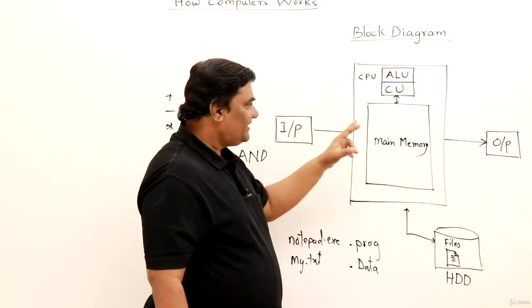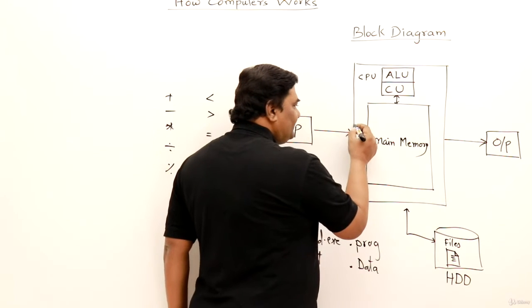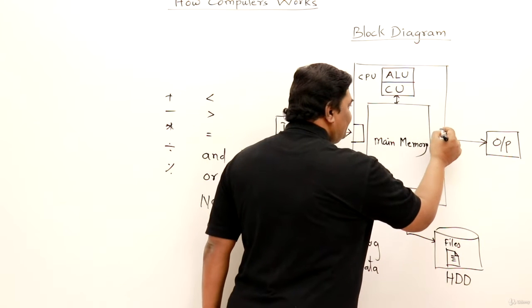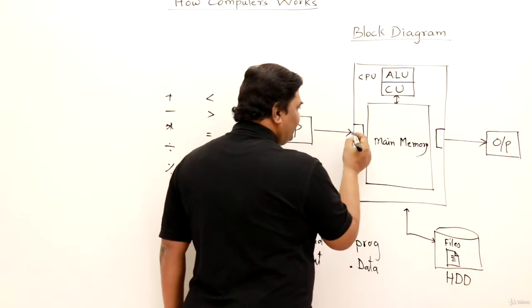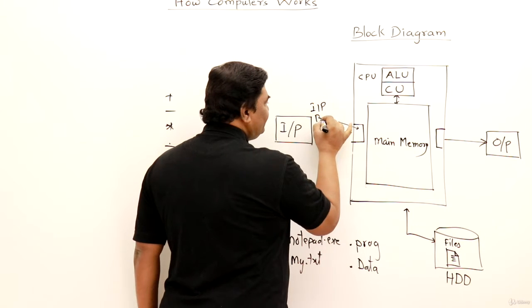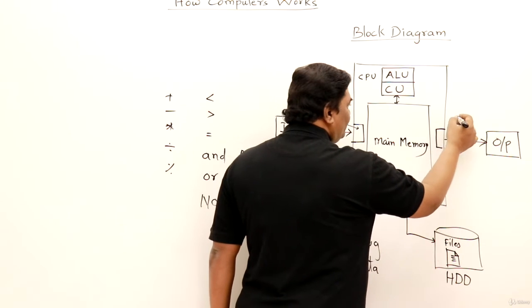These input and output devices are connected to the system and they have their own memory. Like I'll show it like this. This is the memory belonging to the input device and this is the memory belonging to the output device. This I will call the input buffer. This is a buffer, this is the memory, and similarly that is the output buffer.